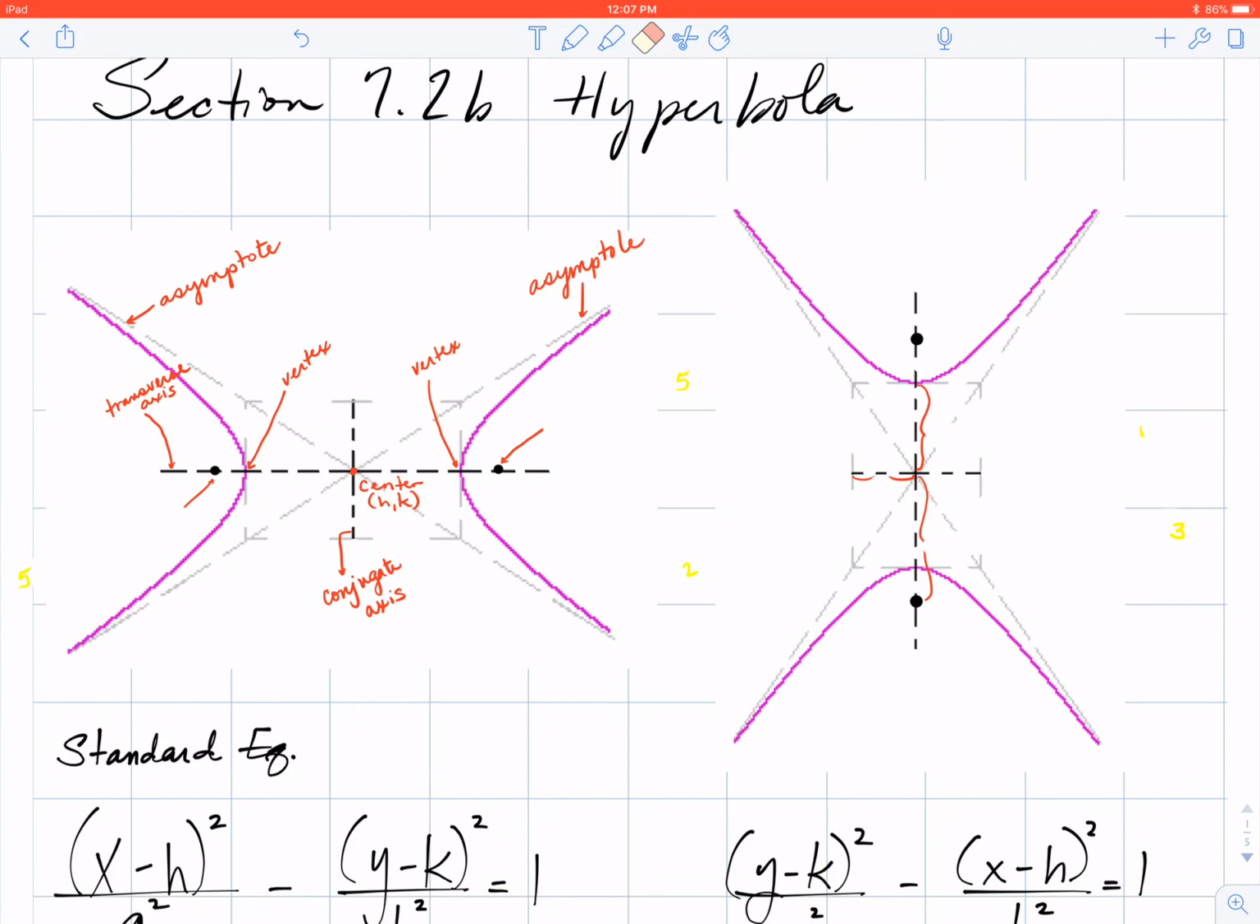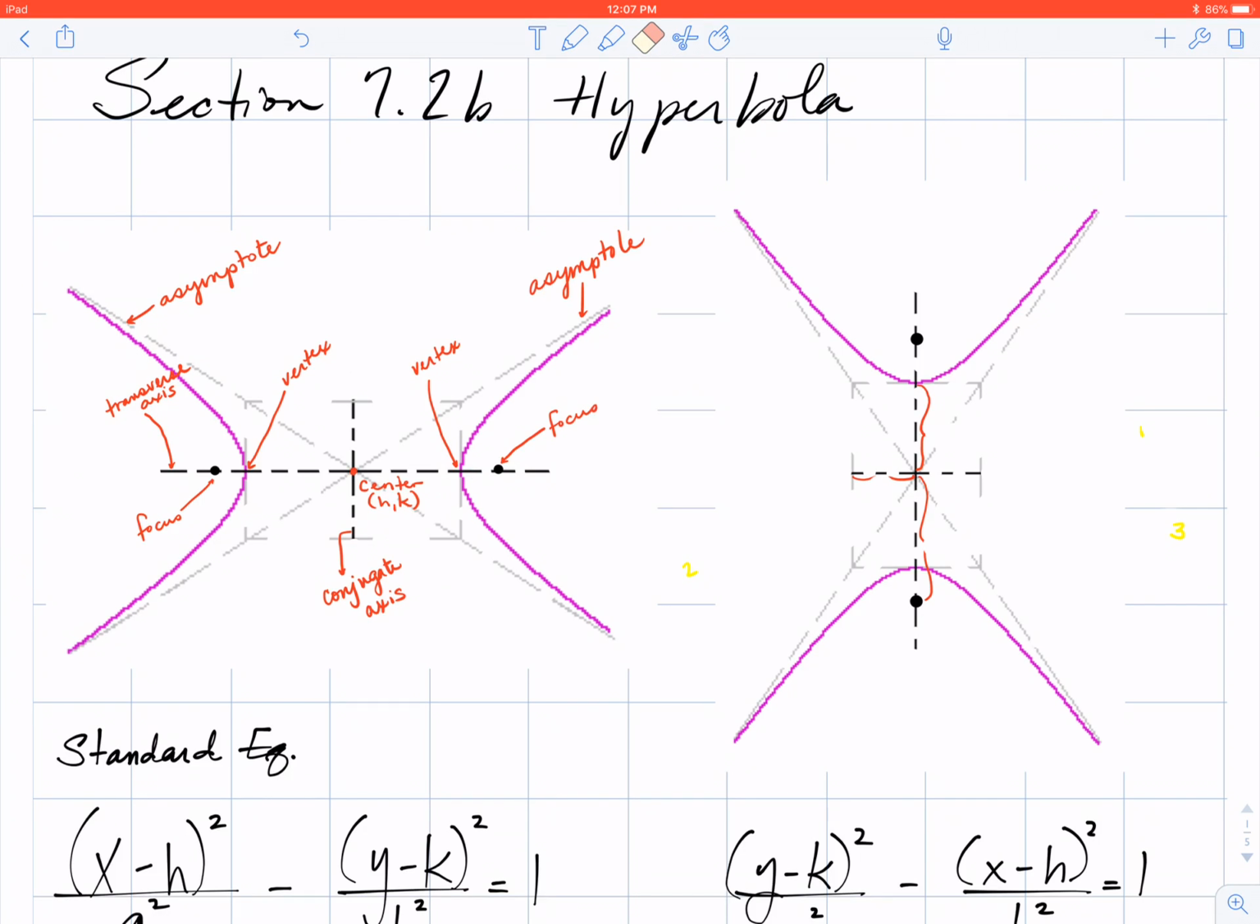And then the last thing to point out is that I have a focus. I have two of them, actually. So I have two focus points on my hyperbola. Now I want to look at three different distances for you. I actually looked at these three different distances back on the ellipse. These are going to be very similar for the hyperbola.